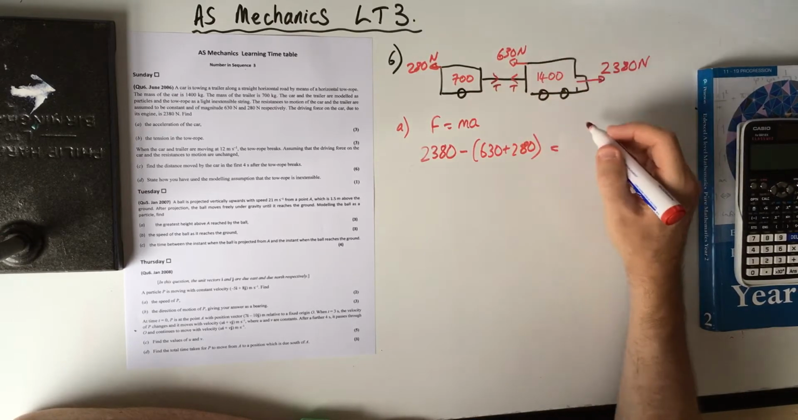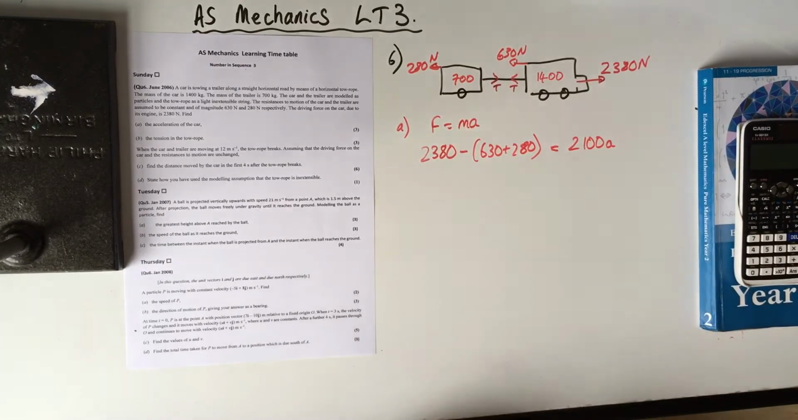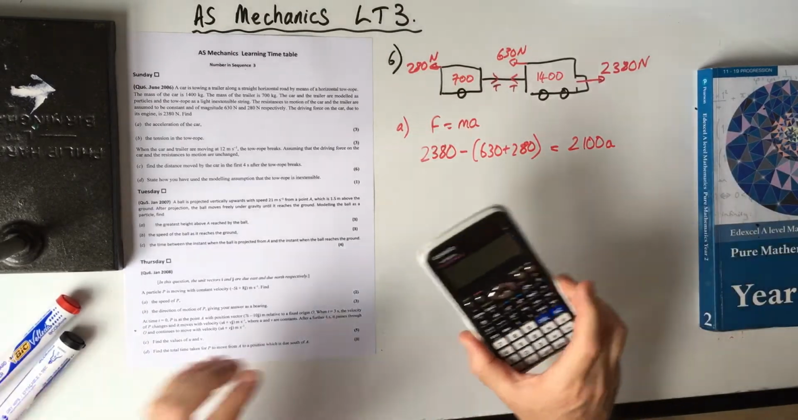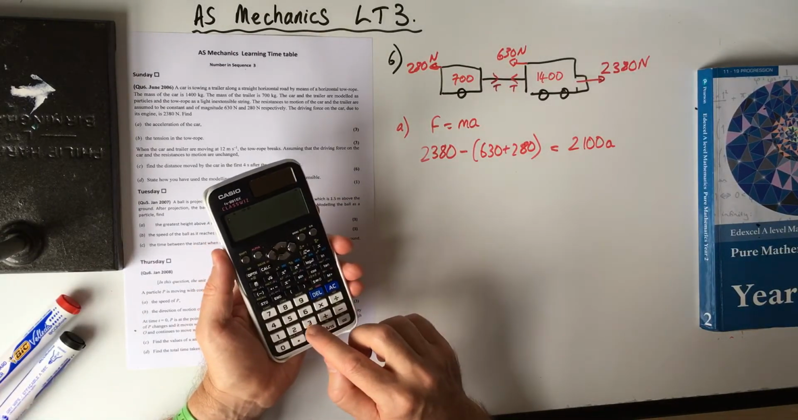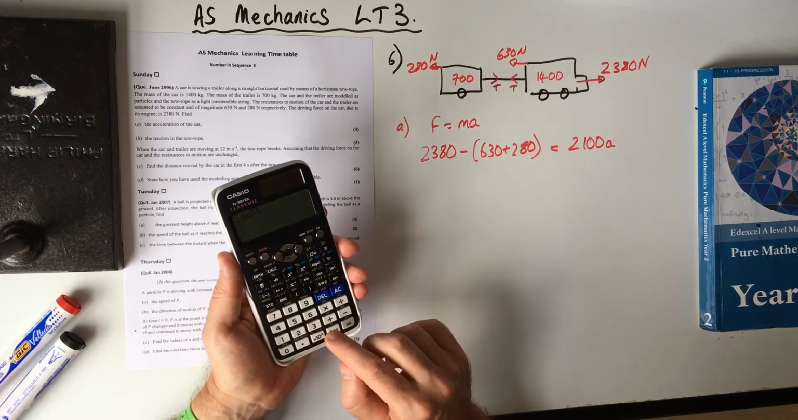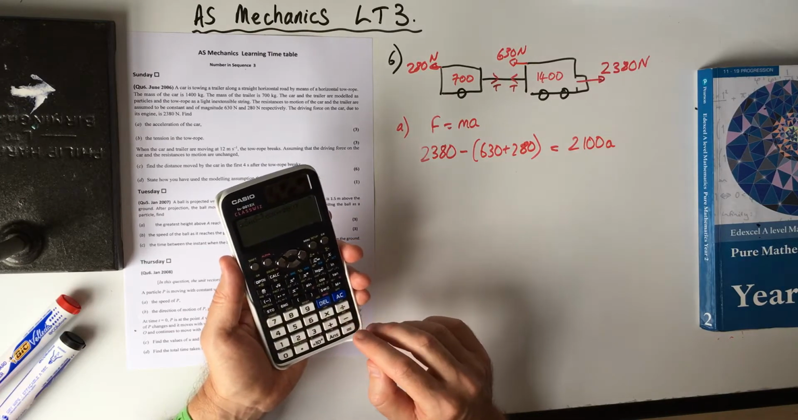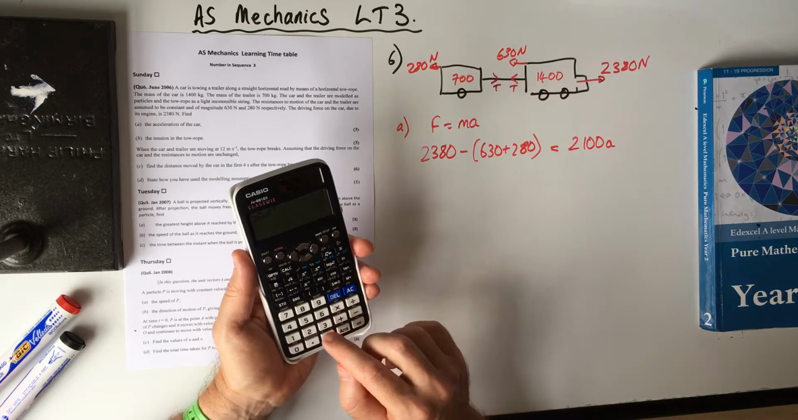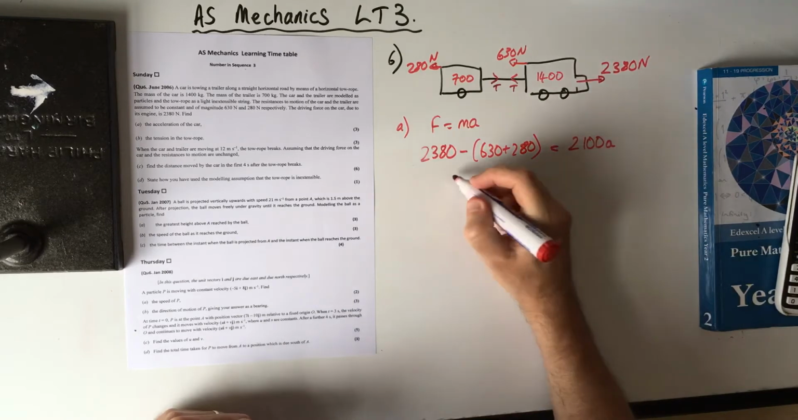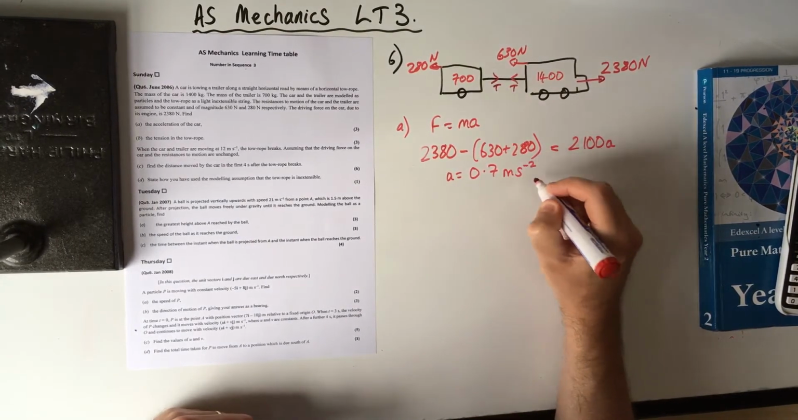So 1,400 plus 700 is 2,100. Did that in my head, so I'm quite proud of that. Times the acceleration, which we don't know. So it's all that divided by 2,100. Let's do that on our calculator. 2,380 minus, in brackets, 630 plus 280, close brackets, divided by 2,100 is equal to 7/10. So the acceleration is 0.7 meters per second squared.